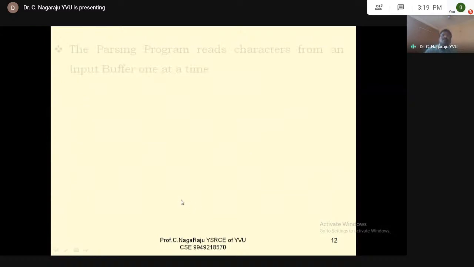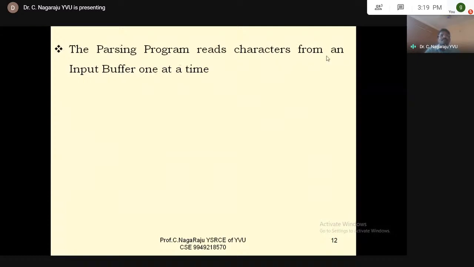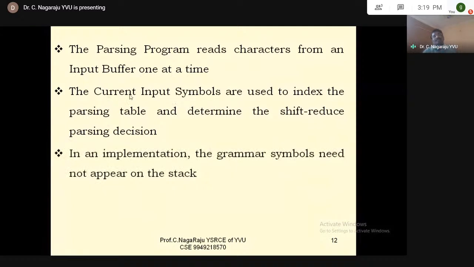Now I will explain how this works. The parsing program reads characters from an input buffer one at a time. The current input symbol is used to index the parsing table and determine the shift-reduce parsing decisions. So the program goes character by character. If you want to construct the parsing table, the string characters are represented as indexes, and they determine the shift-reduce parsing method.